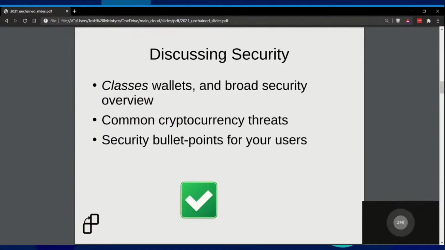What I'm going to discuss is a couple broad classes of wallets and a broad security overview of these different types of wallets. We're going to talk about some common cryptocurrency threats, and we're going to end with some security bullet points that you can give to your users, give to your clients, give to anybody that's interacting with this space and in your applications that you're building.